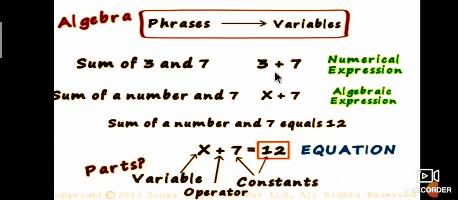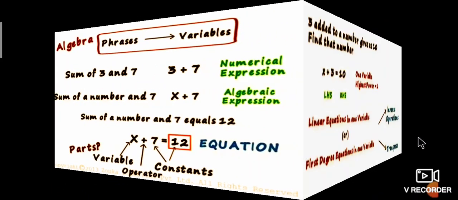Observe that 7 plus 3 is called a numerical expression. X plus 7 is called an algebraic expression. Sum of a number and 7 equals 12, that is x plus 7 is equal to 12. This is called an equation. According to the definition, the equality of two parts is called an equation. In x plus 7 is equal to 12, x is called the variable, plus is called the operator, and 7 and 12 are called constant terms.